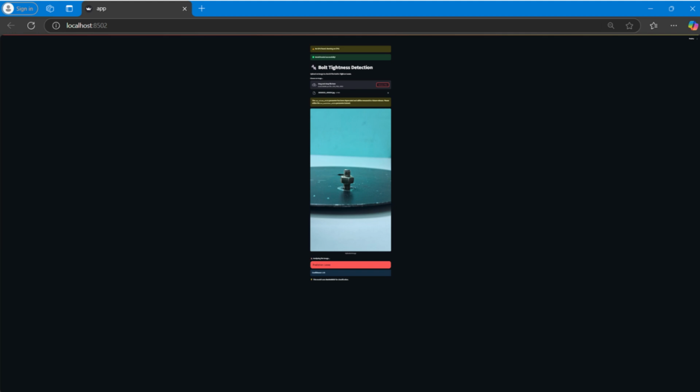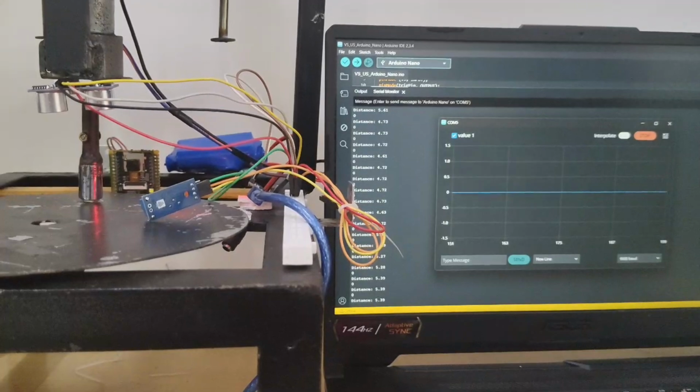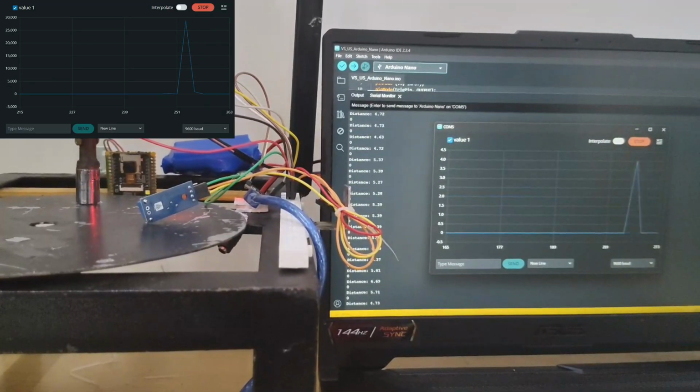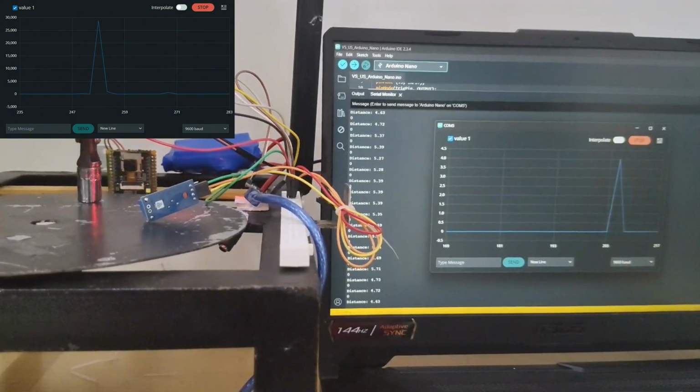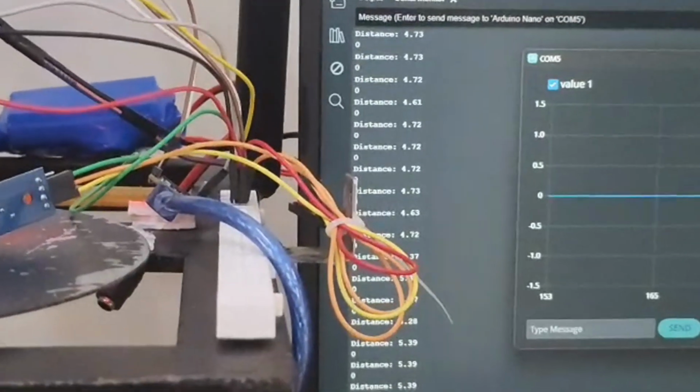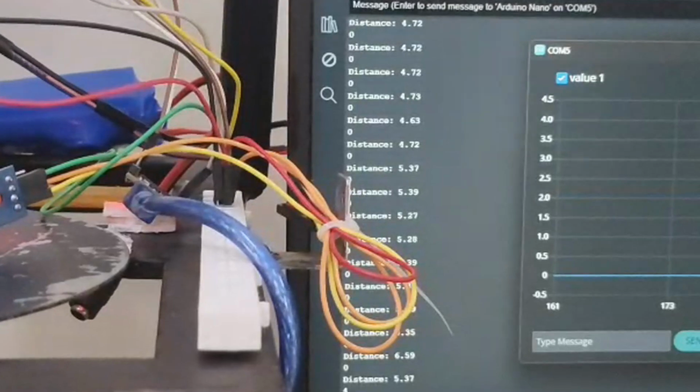and give the output whether the bolt is tight or loose. For the secondary analysis, here we use the vibration sensor to identify whether the bolt is tight or loose. And we use the ultrasonic sensor to find the distance between the screwing mechanism and the anchor cage bolt.